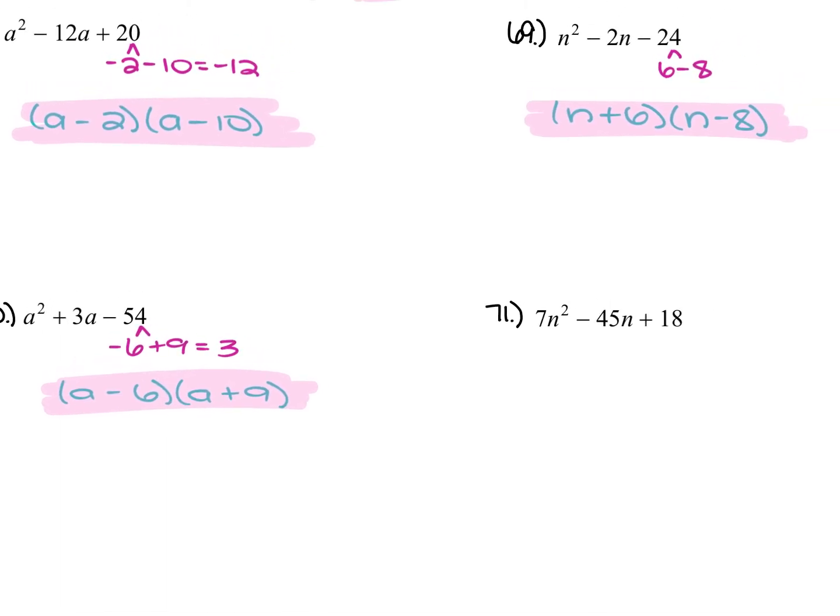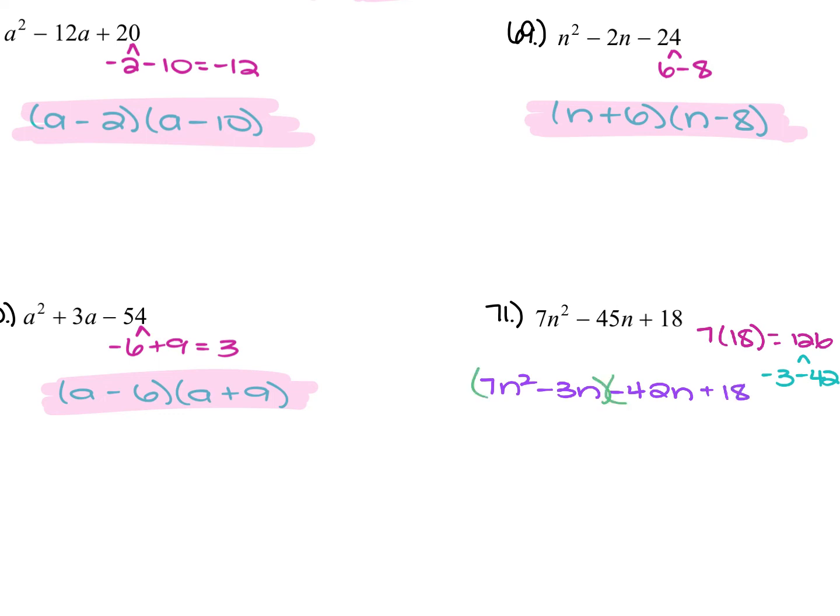For 71, you have 7n squared minus 45n plus 18. Because your a is something other than 1, we're going to multiply 7 times 18. That gives us a positive 126. We want the factors of 126 that add up to be -45. If we divide that by -3, it would be -42, which gives us the -45. So we're going to just rewrite this as 7n squared minus 3n minus 42n plus 18.